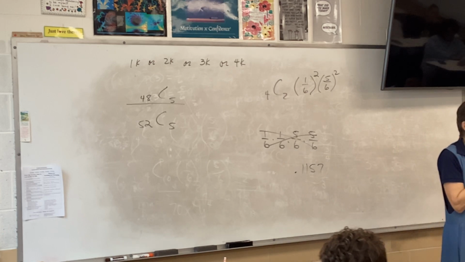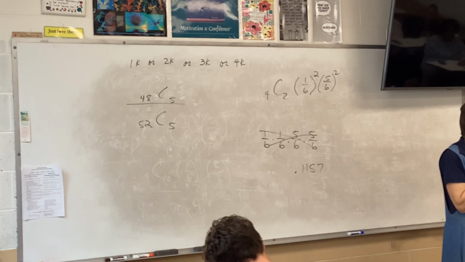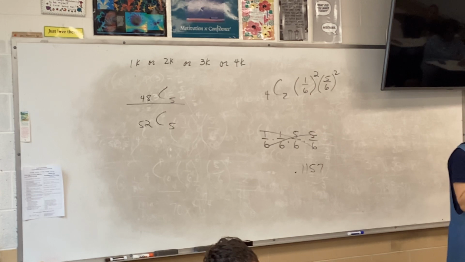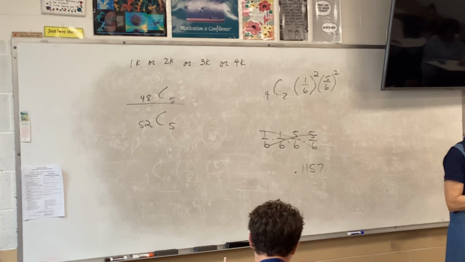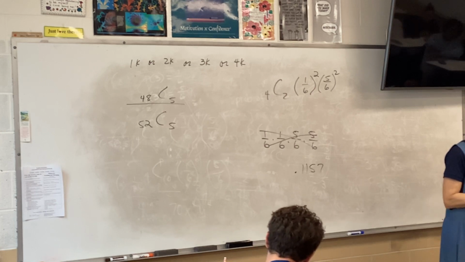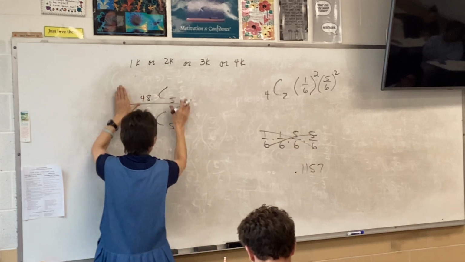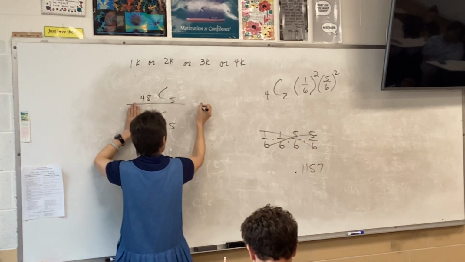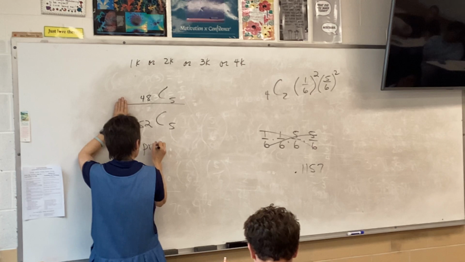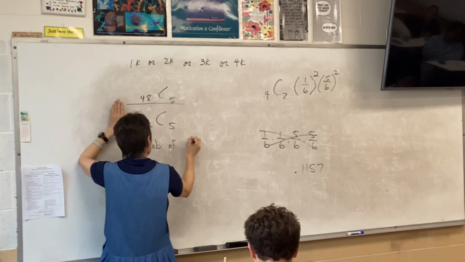If you want to guarantee that you're going to get no kings, pull them out. Right? Now you're not going to get any because you took them out. There's 48 cards left. So what is this representing? This fraction right here is the probability of no kings.